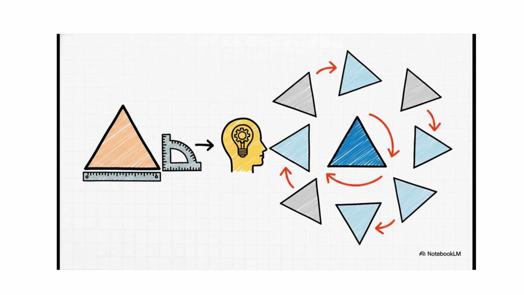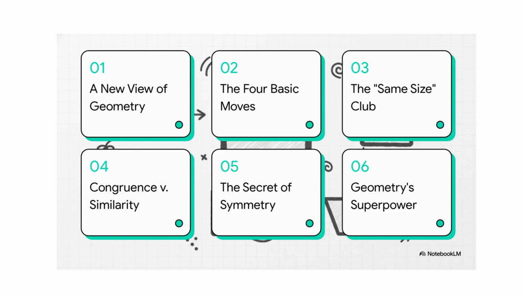So here's our game plan. We're going to start with this core idea, learn the 4 basic words of this new language, and then we'll use them to unlock some of geometry's biggest secrets. We're talking congruence, similarity, even symmetry. Trust me, by the end of this, you'll have a new geometric superpower.